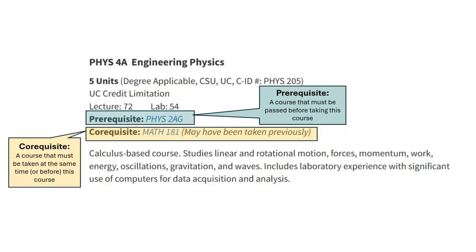A co-requisite is similar. This is a course that must be taken at the same time, or it can be taken before this course. So students taking Physics 4A would also need to meet the co-requisite requirement. They would need to take Math 181 at the same time as Physics 4A, or have taken Math 181 previously. If you have any questions about what something in the catalog means, reach out to a counselor. We'd be happy to explain.